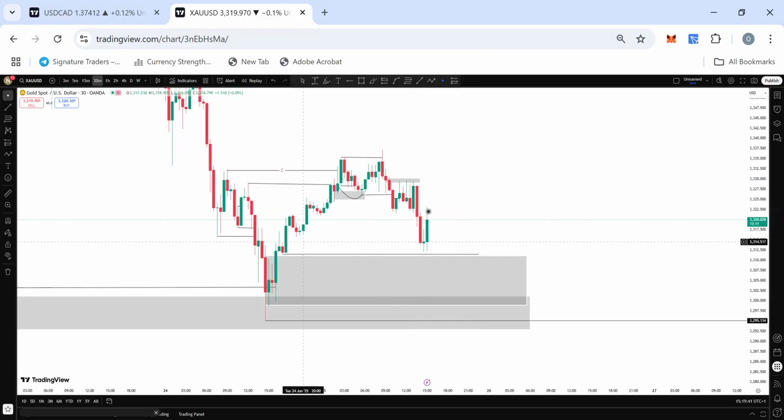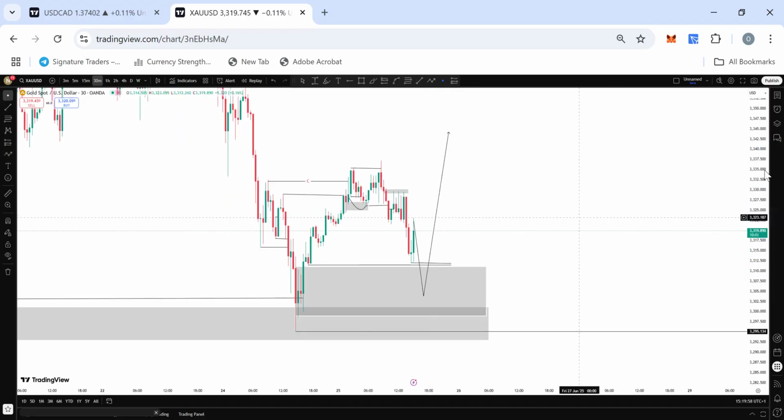and kept buying, meaning that people are actually buying from here. Those people that are buying from here, we are seeing them as liquidity. Price can actually come from here and take them out and keep pushing up. So that's how to identify liquidities.